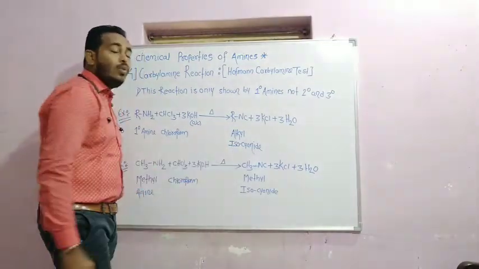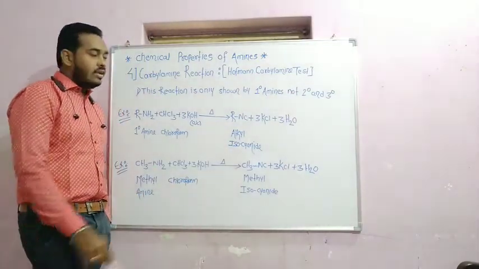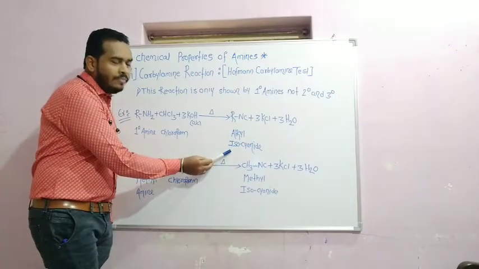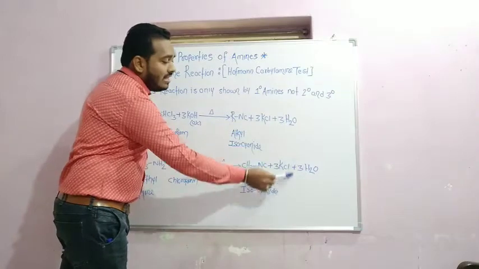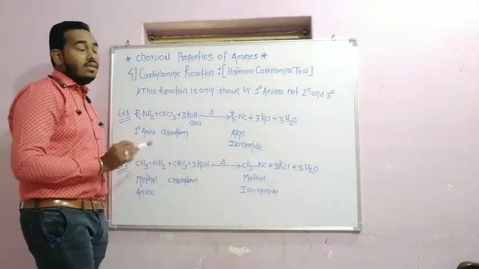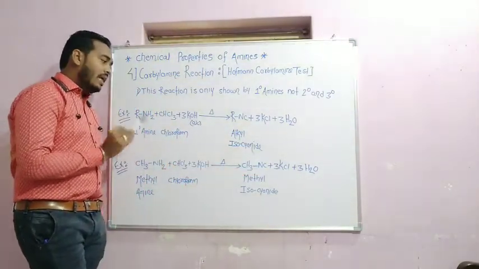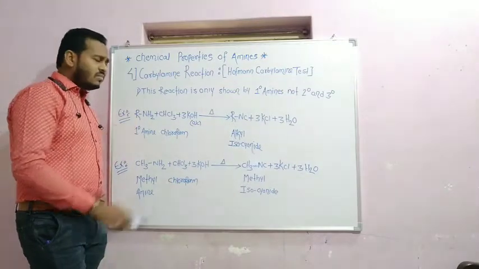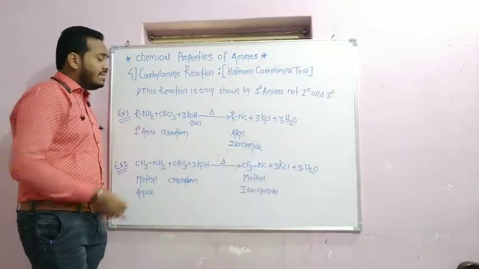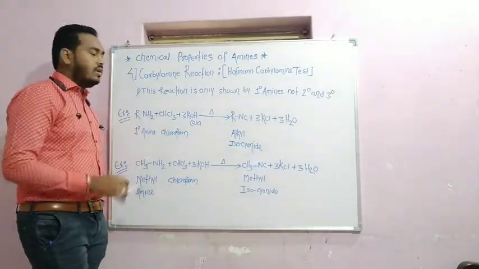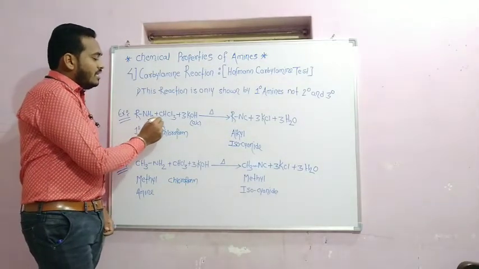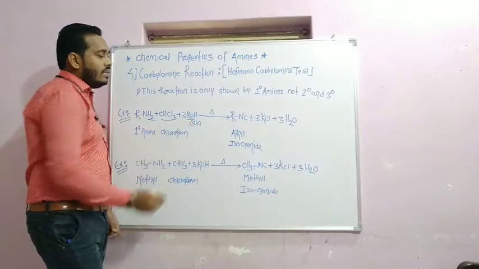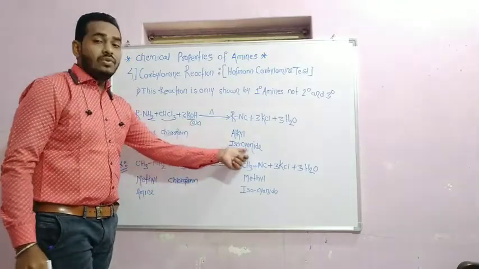Isocyanide is also known as isonitrile. Alkyl isocyanide is known as alkyl isonitrile. Then KCl and H2O are the side products of this reaction. We will also learn balancing of this reaction. These are very easy reactions. RNH2, CHCl3 and KOH, like this we form the alkyl isocyanide.